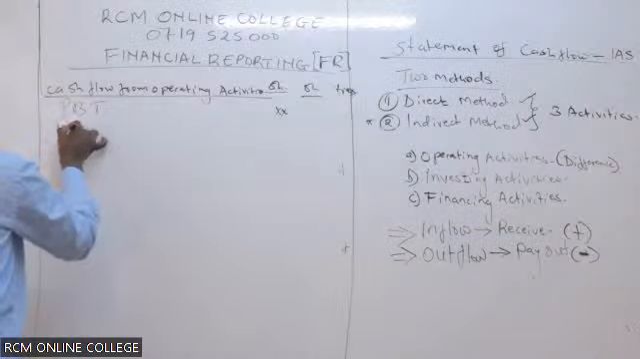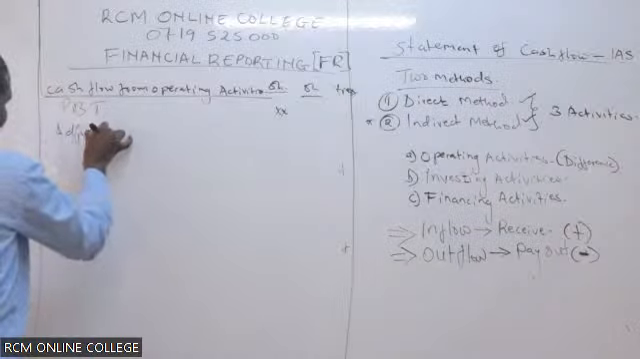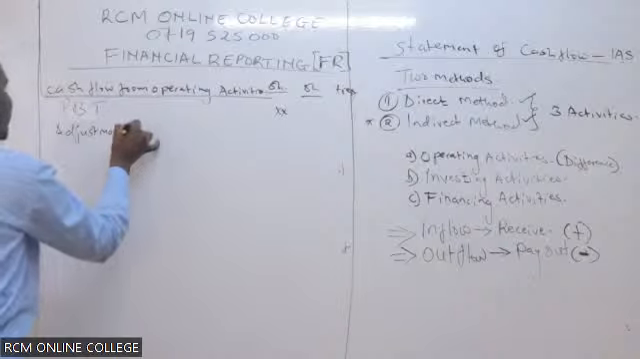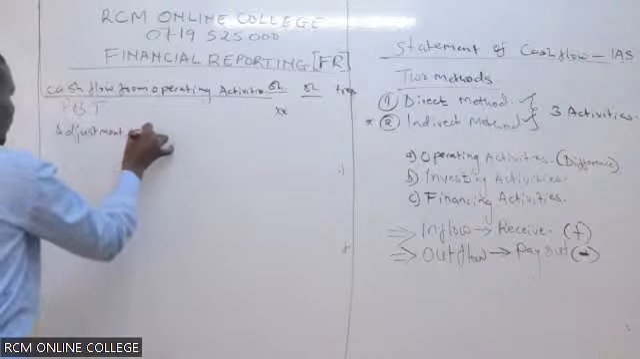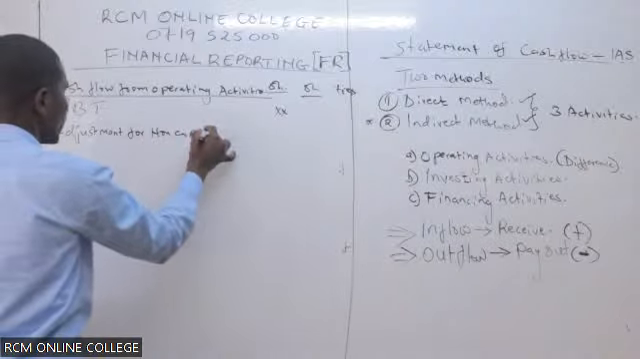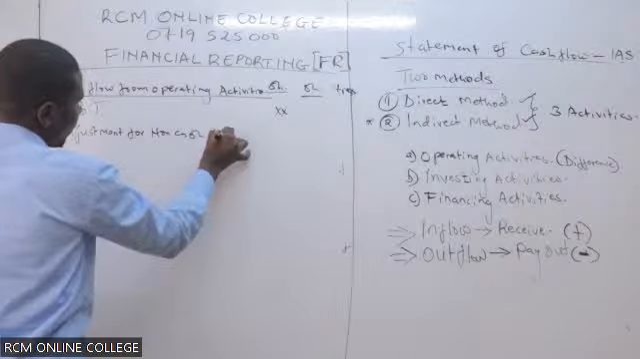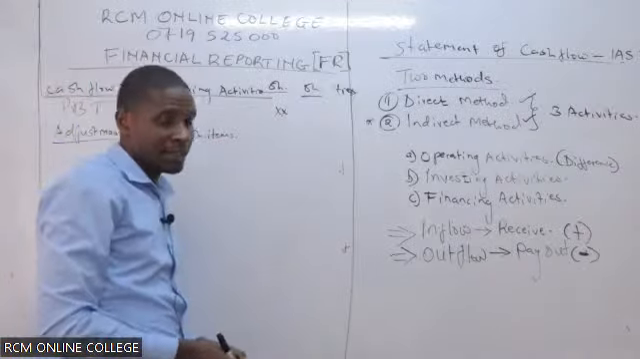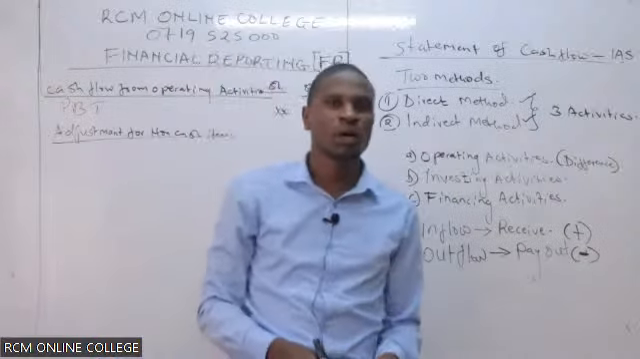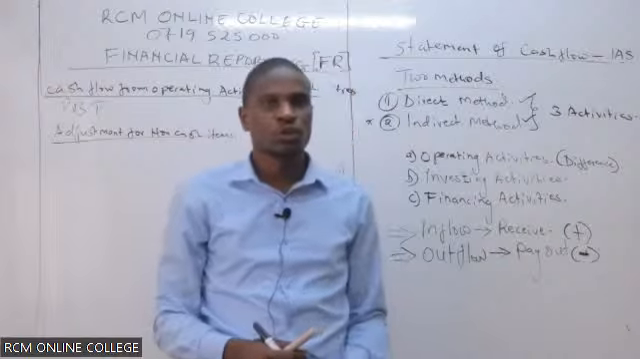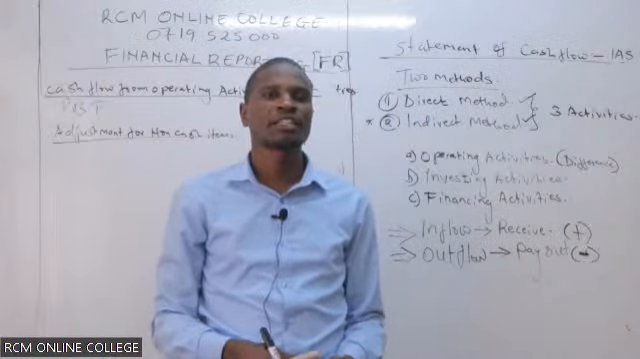Then you do some adjustment for items that we call non-cash items. And it's easy to know some of these non-cash items and why we refer to them as non-cash items. An item like depreciation is known as a non-cash item.